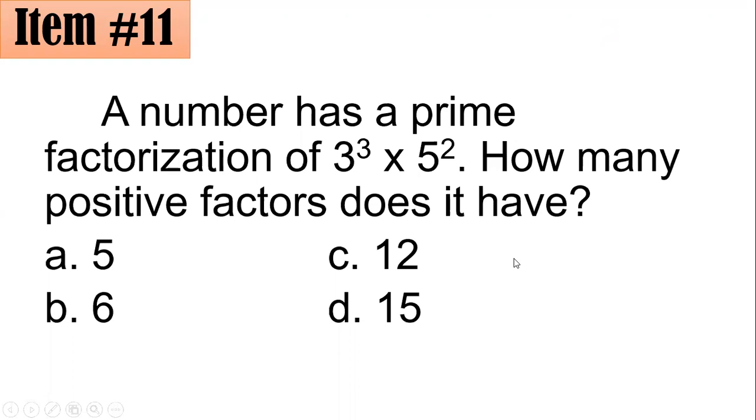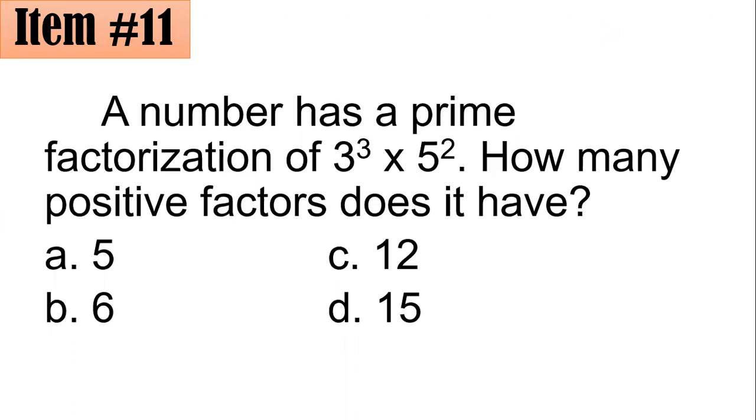Let's move on to item number 11. A number has a prime factorization of 3 cubed times 5 squared. How many positive factors does it have? Is it 5, 6, 12, or 15? Note that when we say positive factors, it includes 1 and the number itself.